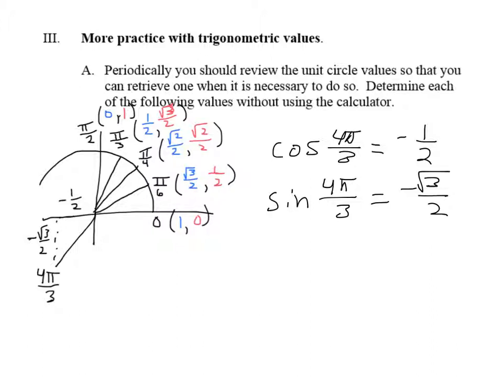And of course, if I needed to find the tangent or the cotangent, it's just some combination of these two numbers, whether I'm dividing, and then we also have the secant and the cosecant. So the cosecant of 4 pi over 3 would just be the reciprocal of the sine, right? So it'd just be negative 2 over root 3. So that's the kind of facility you need to have with the unit circle and being able to find trig values.